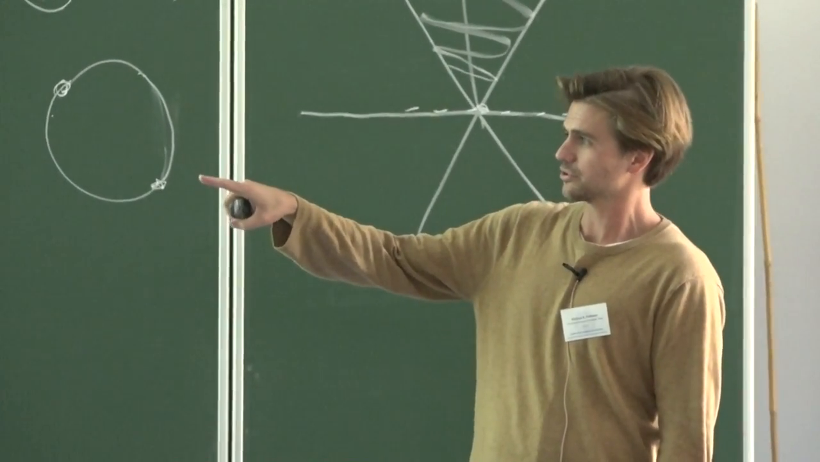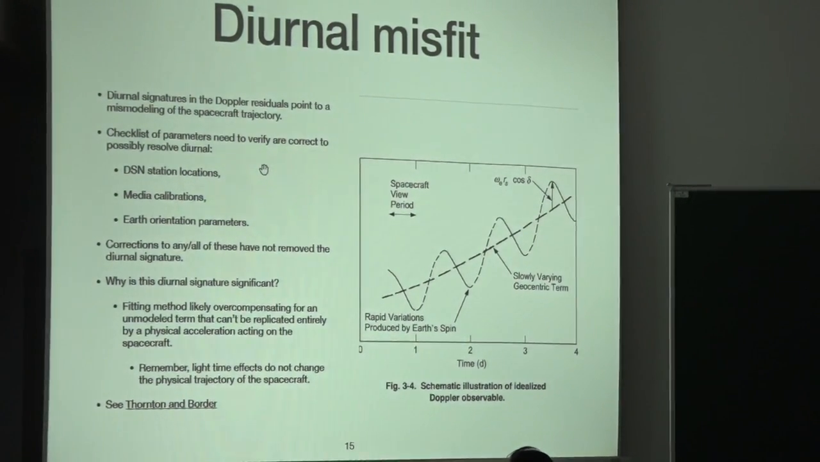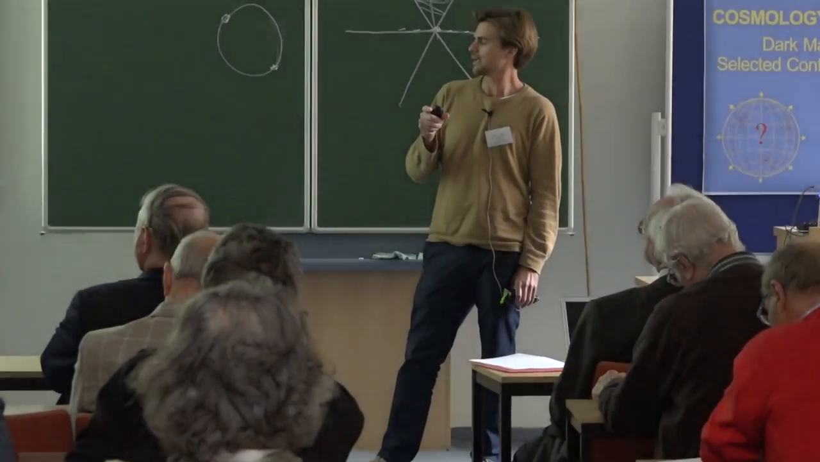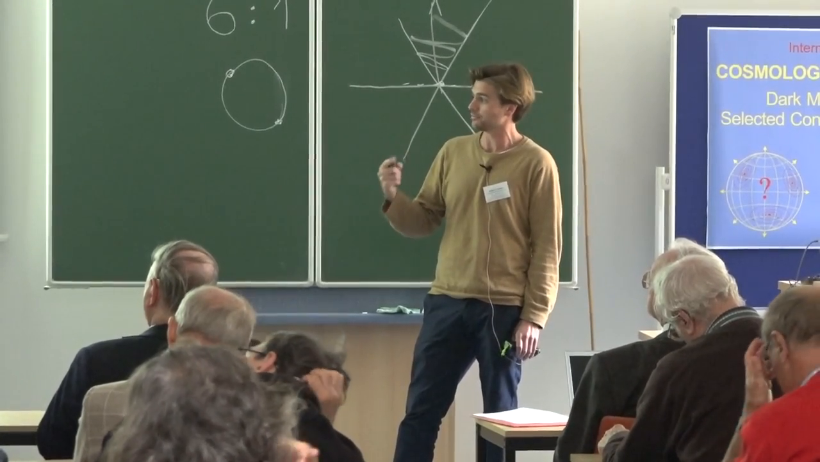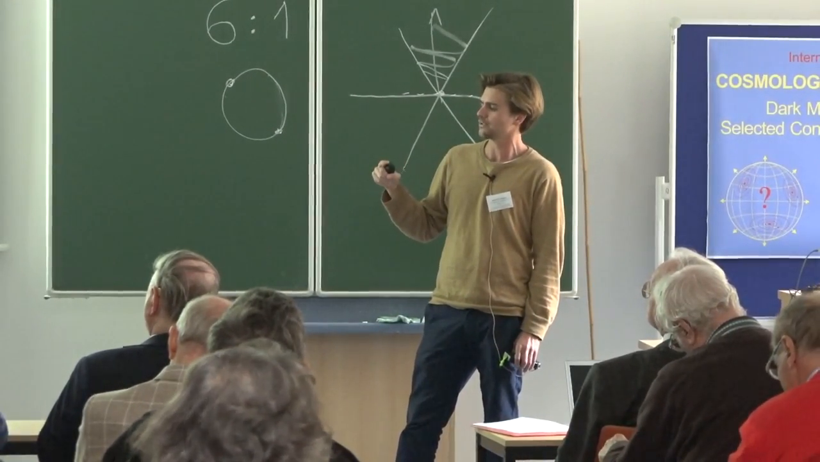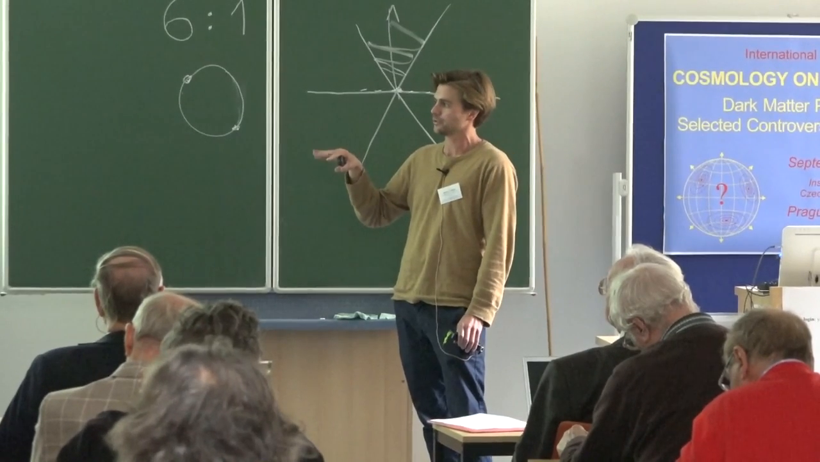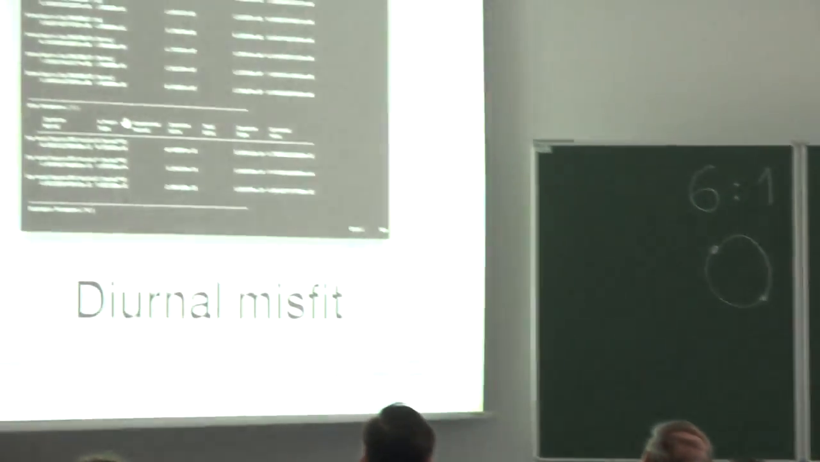Why is the diurnal signature significant? The fitting method is likely overcompensating for an unmodeled term that can't be replicated entirely by physical acceleration acting on the spacecraft. And emphasizing once more, you have to remember that the light time effects do not change the physical trajectory. So if you're assuming a certain level of accelerations in the model that aren't actually there, then you're not necessarily going to get a good fit. And if you're trying to fit just a physical acceleration to get rid of this diurnal term, you're likely going to be overcompensating in some way. That's what this is saying.